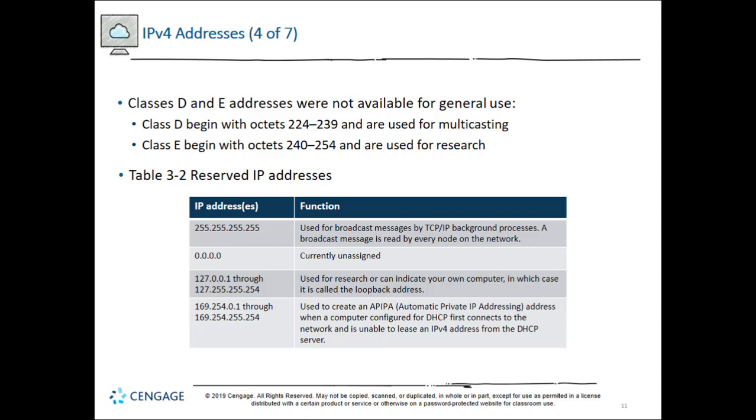As I mentioned earlier, the class D and E are not available for general use. D begins at 224 and goes all the way to 239. It's used for multicasting. To get a good grasp of what multicasting might be, multicasting is used when we have multiple computers or nodes that are going to be communicating with each other in a group-like session.